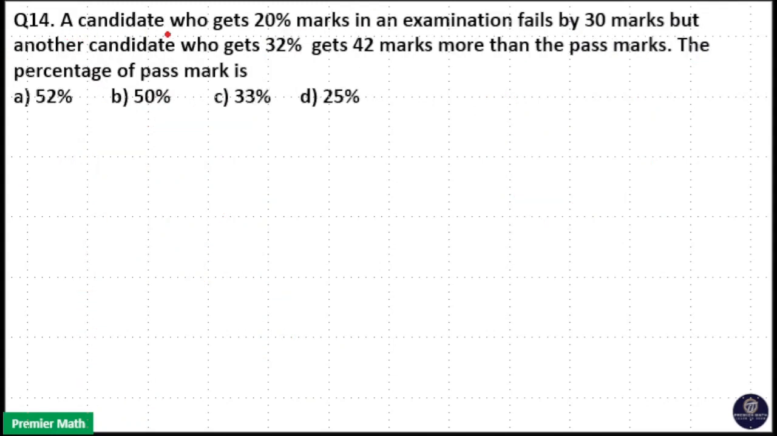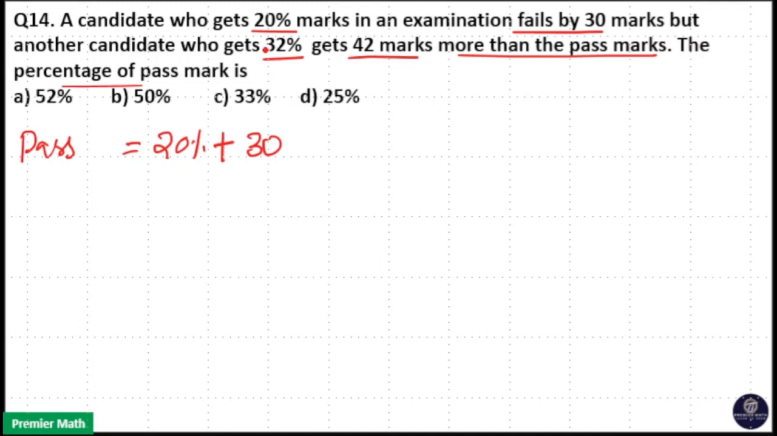Next is question number 14. A candidate who gets 20% marks in an examination fails by 30 marks. But another candidate who gets 32% gets 42 marks more than the pass mark. The percentage of pass mark is. So, a student who gets 20% marks fails by 30 means he is 30 marks lesser than the pass mark. So, 20% plus 30 marks will be your pass mark.